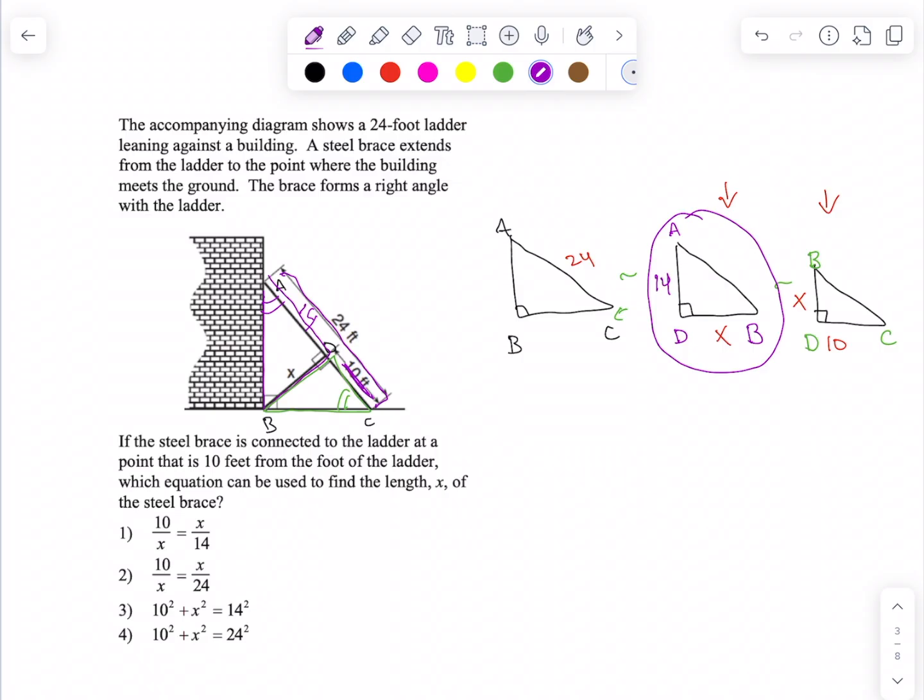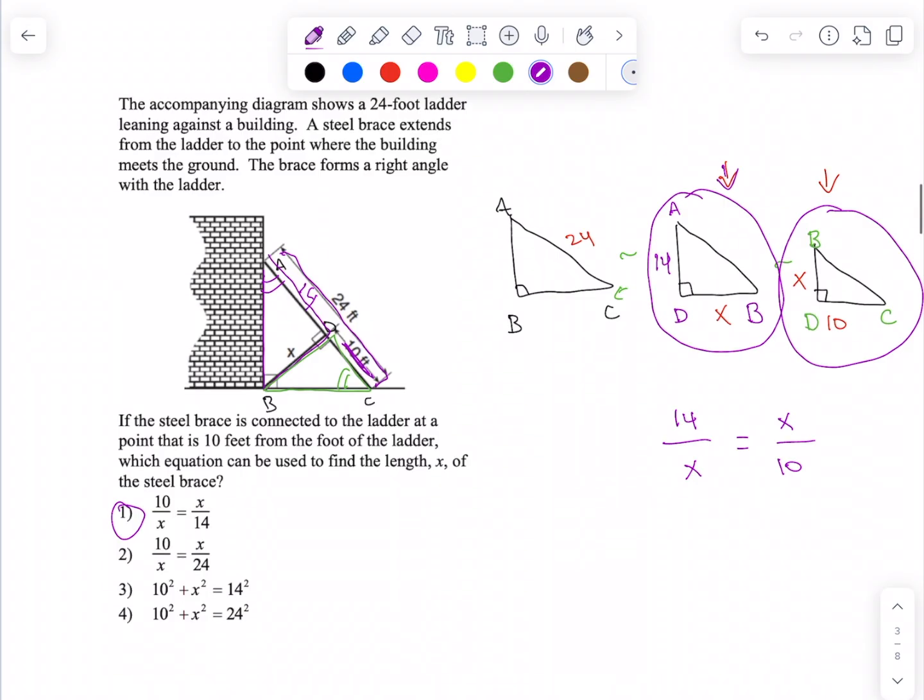And now we have enough information to make a proportion with these two triangles over here. So one way I could make this proportion is 14 over X from this triangle in the middle is equal to X over 10. And let's see if that's an answer choice. And look at that, that's an answer choice. That's answer choice number 1. So once you set up your triangles facing the same way, you could make your own proportions. You can compare to the answer choice, or it would just be easier if you're going through the answer choices to see what matches up and what corresponds.